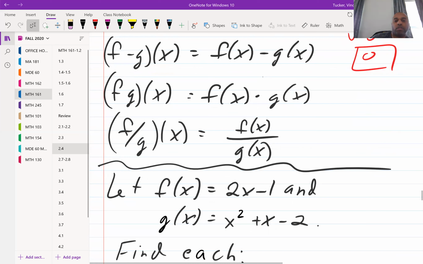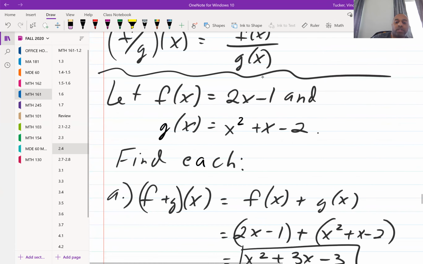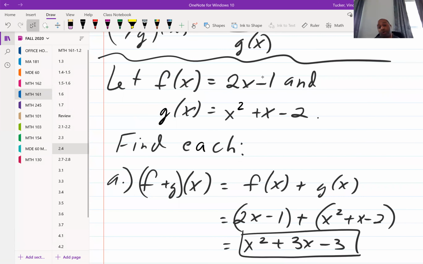All right, so here we have f of x is equal to 2x minus 1. G of x is equal to x squared plus x minus 2. And they ask us to find each. So they defined our functions here, and we have to apply the algebra accordingly. First one, f plus g of x. All they want us to do is add f of x and g of x together. So all we will be doing is combining the like terms.